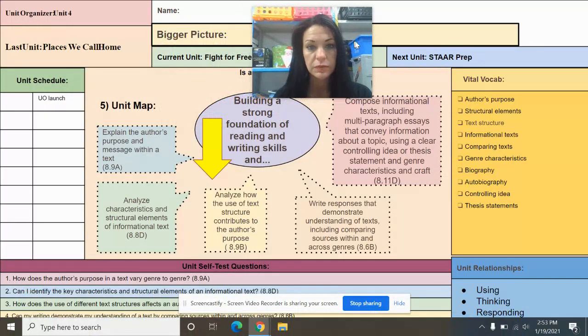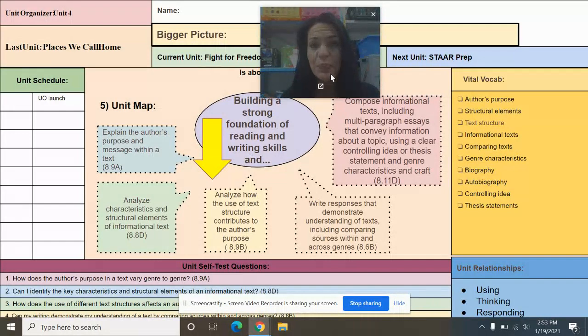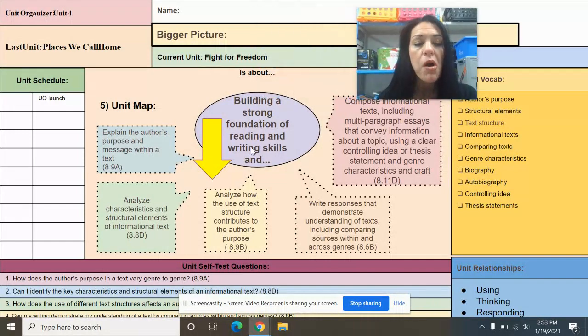Let's look and see where we are. Guess what? It's right there. Okay. Our current unit is the fight for freedom. It is about building a strong foundation of reading and writing skills, and what we're going to do is analyze how the use of text structure contributes to the author's purpose.